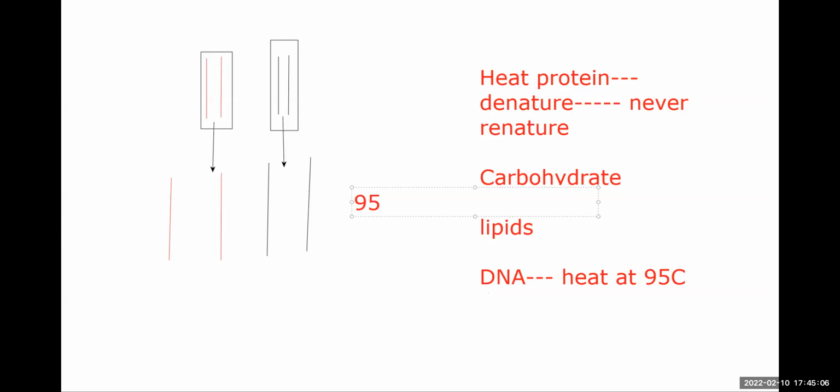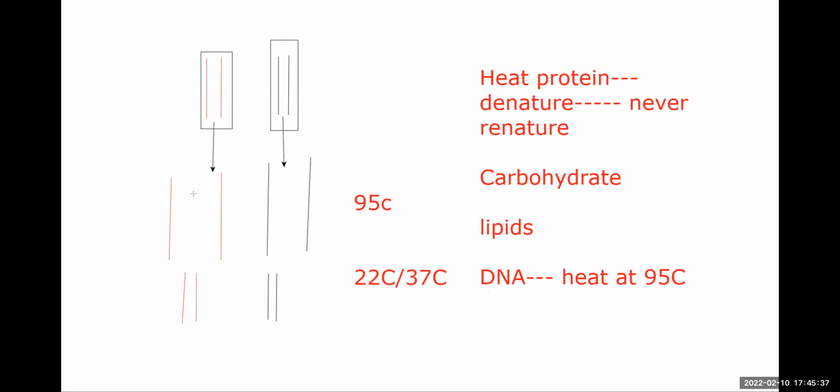But the moment you bring the temperature to, let's say, room temperature, which is only 22 degrees Celsius, or let's say 37 degrees Celsius, the moment you bring the temperature down, this DNA can again form, this DNA can again come back to the same thing. So you heat the DNA, they will separate.